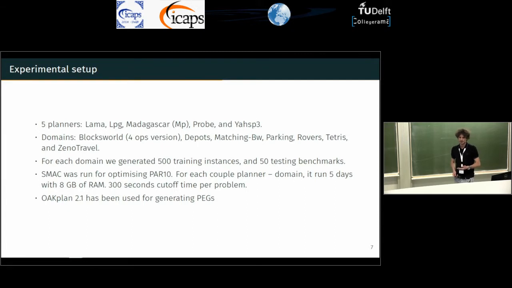The configuration took 5 days on one of our machines in the lab. We set a 300 seconds, so 5 minutes, cutoff time for each problem in the training and in the testing set. And for generating the graphs, we used OakPlan, which was initially mainly a case-based planner, but which is able to generate this graph quite quickly and to extract all the information that we need.